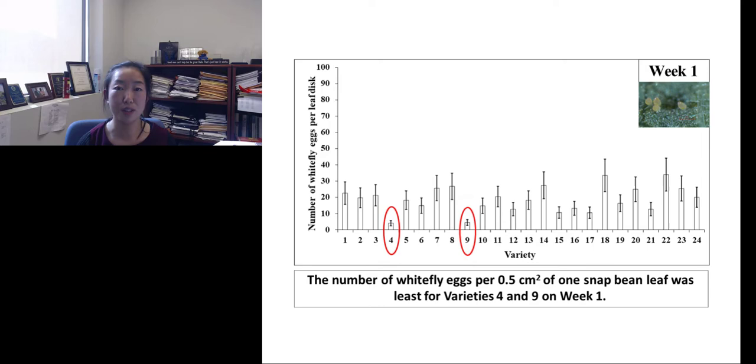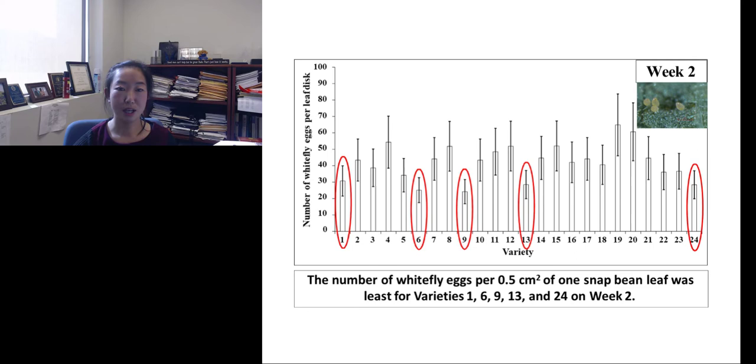The first graph shows the first week. The x-axis represents the 24 varieties, and the y-axis represents the number of whitefly eggs per leaf disc. From this graph, you can see the number of whitefly eggs per 0.5 square centimeter of one snap bean leaf was least for varieties 4 and 9 on week 1. We made the comparison statistically. The reason I didn't put the letters above the bars is that I want to keep this simple and let you see it more clearly.